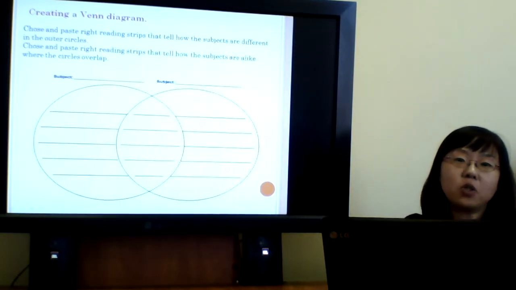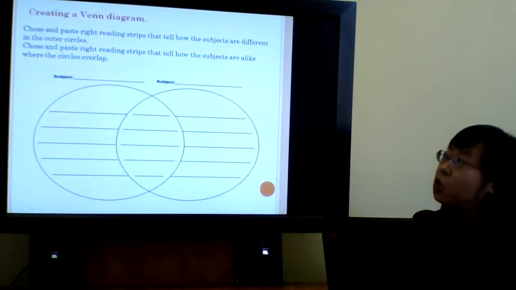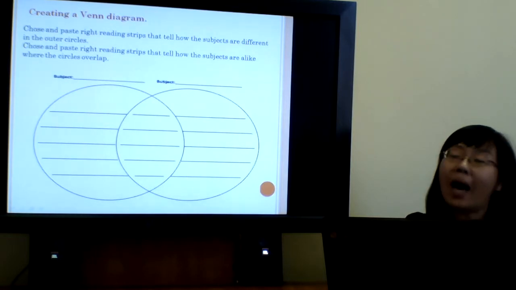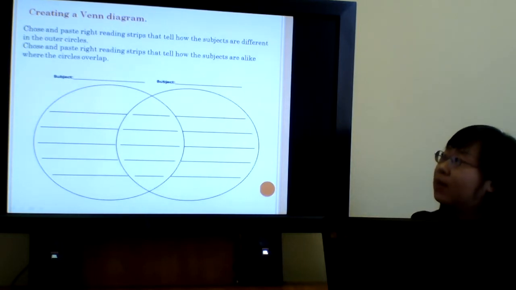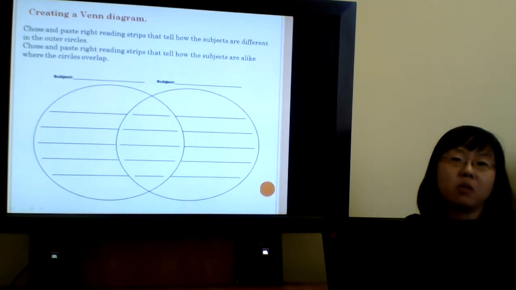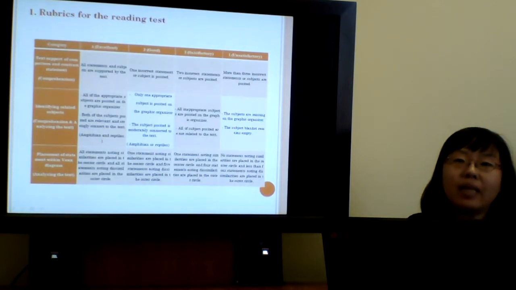And then the students are supposed to choose and take the right reading strips that tell how the subjects are different or alike. So they need to put those reading strips in the outer circles, and they also need to put the reading strips that are alike in the inner circles.